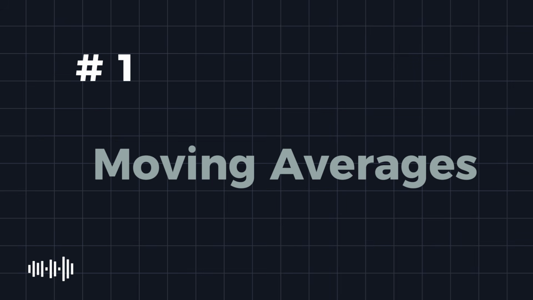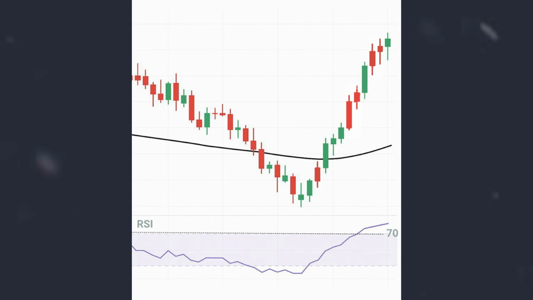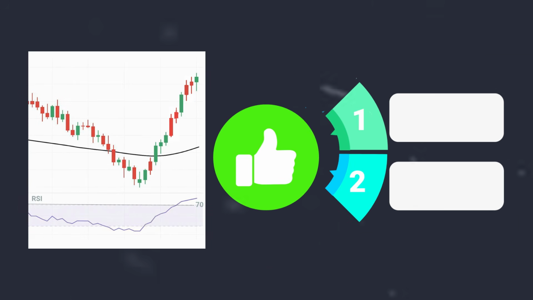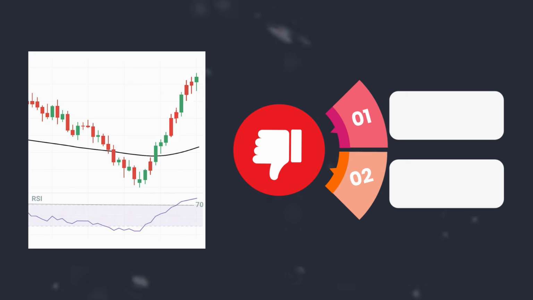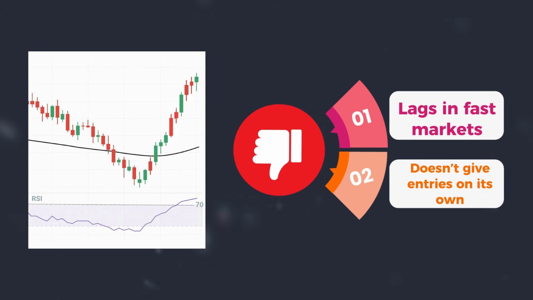Number 1, moving averages. And now, it's time for the top-ranked indicator on the list. Moving averages help confirm trend direction and reduce RSI noise. Pros: filters unreliable RSI signals. Confirms broader market bias. Cons: lags in fast markets. Doesn't give entries on its own.